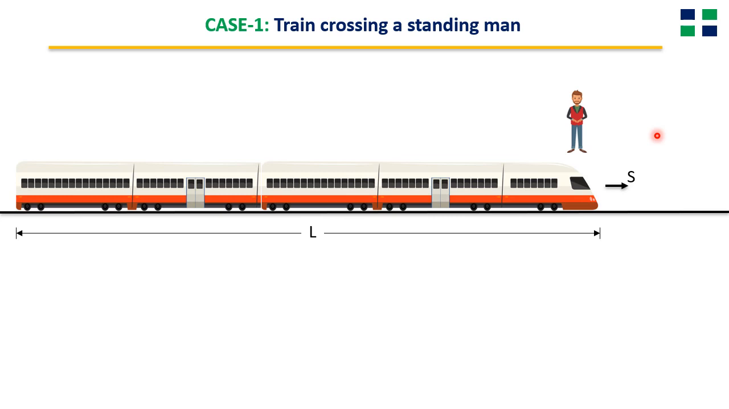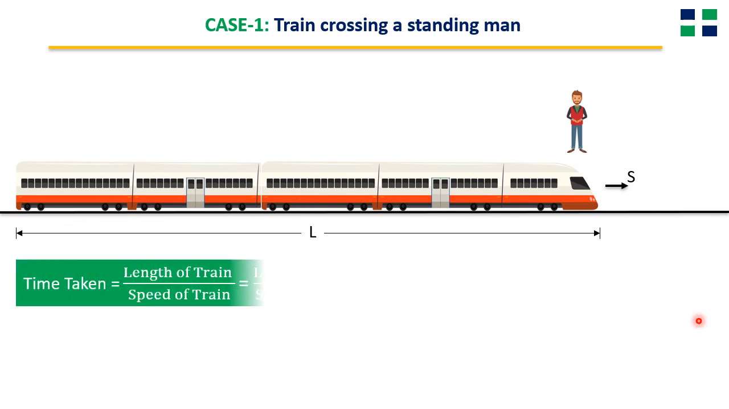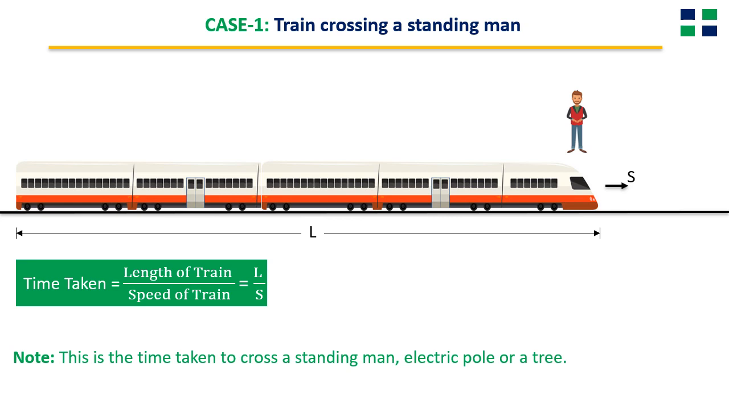Obviously the time taken by the train is to overcome the complete length of the train divided by speed of the train. So time taken is length of the train divided by speed of the train, that is L by S. Please note that this is the time taken to cross a standing man or an electric pole or even a tree.